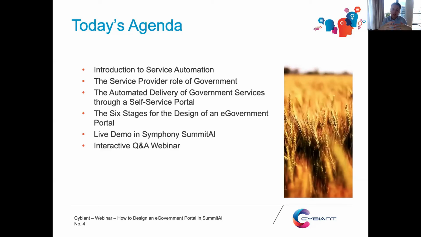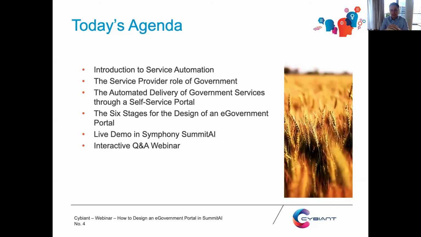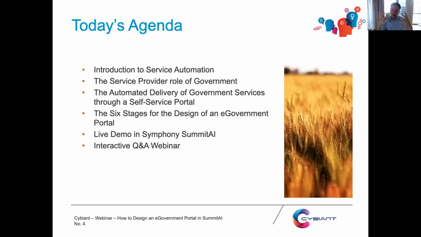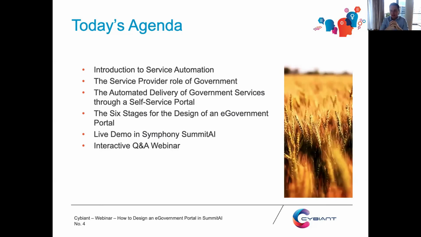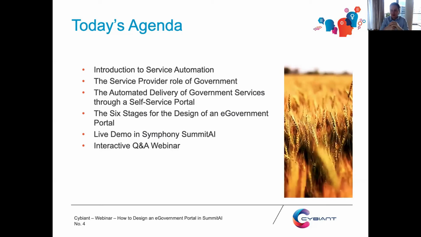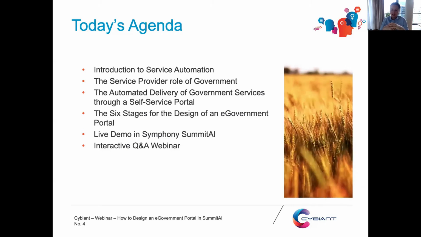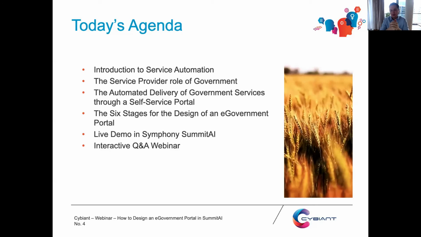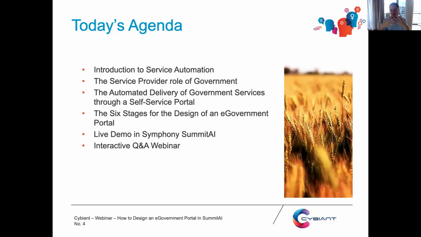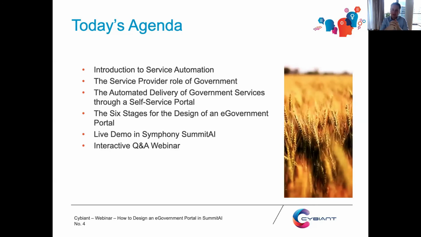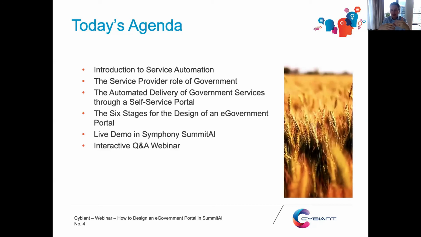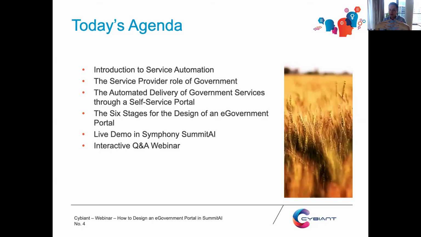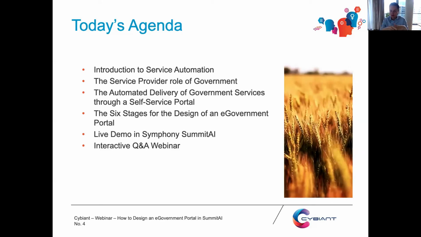We will then make a bridge towards the service provider role of the government. As you will probably know, governments do a lot of things in order to make sure that countries function. One of the most important is that they provide services to citizens. So we will dive a little further into that particular role and subsequently explain how automation can help in that role. In the next topic, we will talk about the automated delivery of government services.